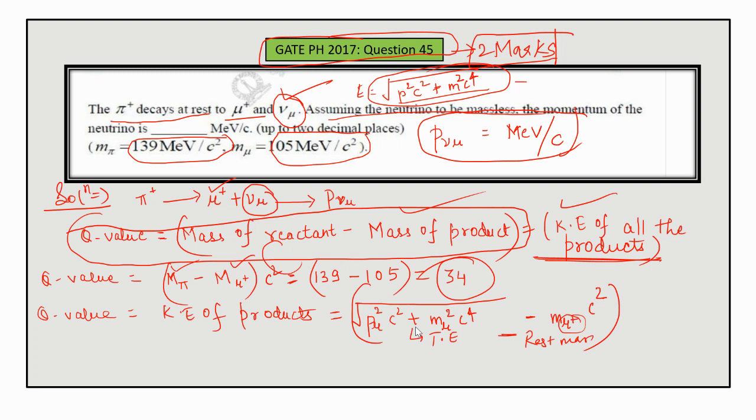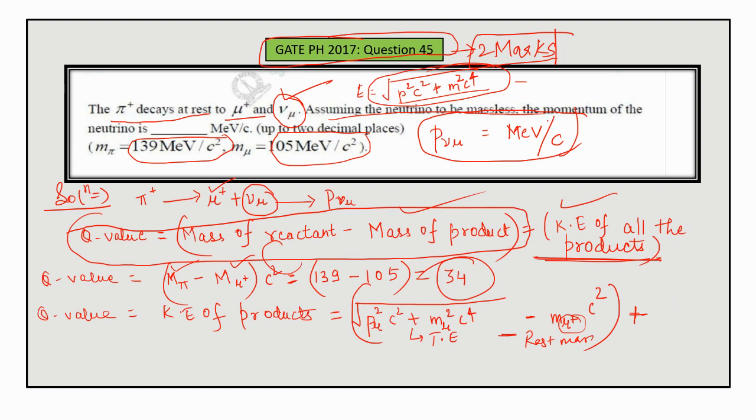Okay, so I will write. This is the general expression for the Q value. It will be mass of reactant minus mass of product, and in terms of kinetic energy, it will be equal to the kinetic energy of all the products, not the reactant. The reactant won't count in the Q value. So next is the kinetic energy of this muon. So what will be the kinetic energy of muon?